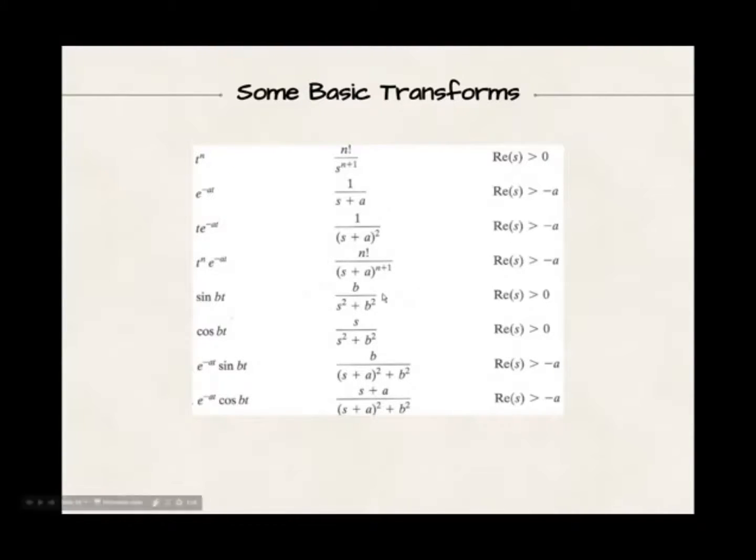Sine of bt is equal to b over s squared plus b squared. Cosine bt is equal to s over s squared plus b squared. And then you have the same function with e to the negative at being a phase shift. So e to the negative at times sine bt is equal to b over s plus a squared plus b squared. And then the same thing with cosine.